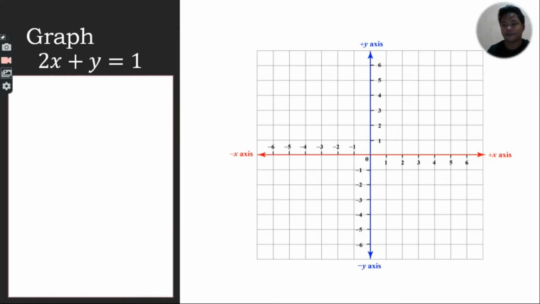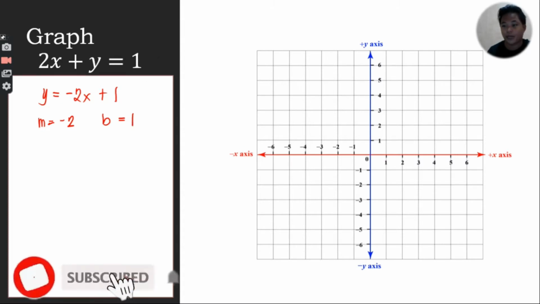Let's have the graph of 2x plus y is equal to 1. First, we need to write the equation in slope-intercept form to determine the slope and y-intercept of the equation. Therefore, we have y is equal to -2x plus 1. The slope of the line is -2 and the y-intercept is 1. So using this information, we can graph the equation 2x plus y is equal to 1.